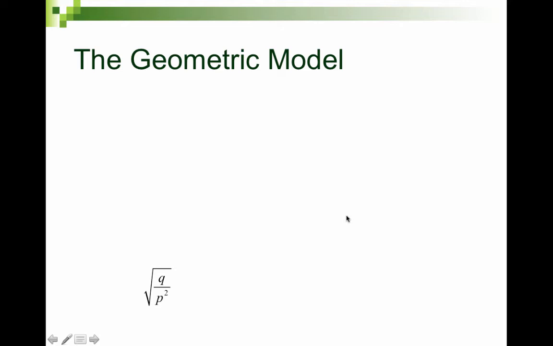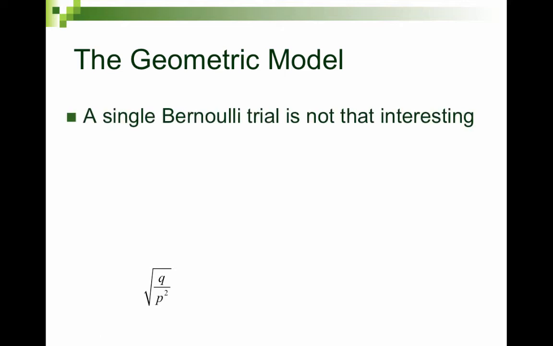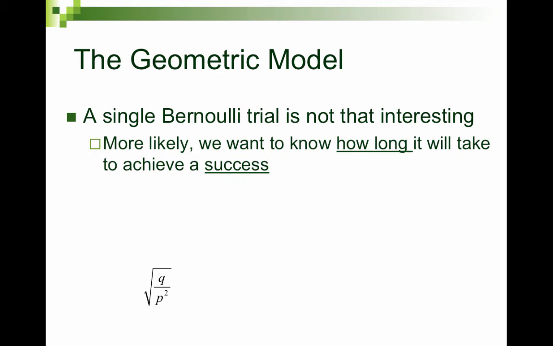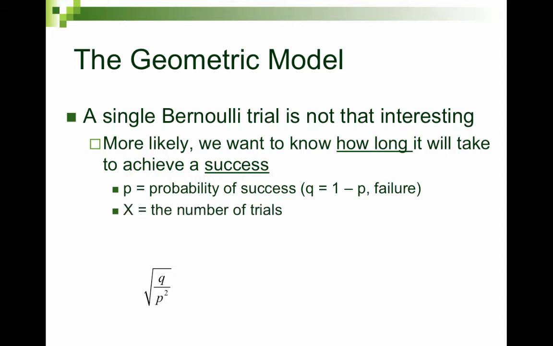This is a situation of the geometric model. A single Bernoulli trial is not that interesting. More likely, we want to know how long it will take to achieve a success. P is always going to be your probability of success, and Q, which is 1 minus P, is your probability of failure. Because we either succeed or fail, if we know one probability, we can find the other probability. X is going to be the number of trials, and the mean is always going to be found by 1 divided by the probability of success.